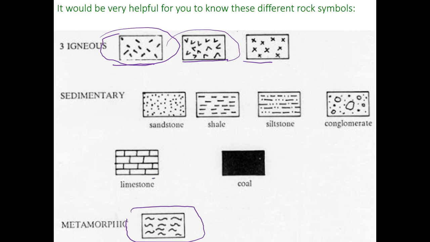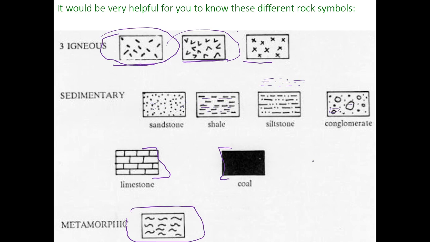For sedimentary rocks, the brick pattern is limestone. Coal is solid black. Siltstone has these little dashes, but with some dots in it. Okay, like that. Conglomerates show these large pebble-like pieces. Okay, shales are these flat, parallel dashed lines. Sandstones are these little dots. Okay, and they're meant to represent the texture of the actual rock. So you need to know this stuff.